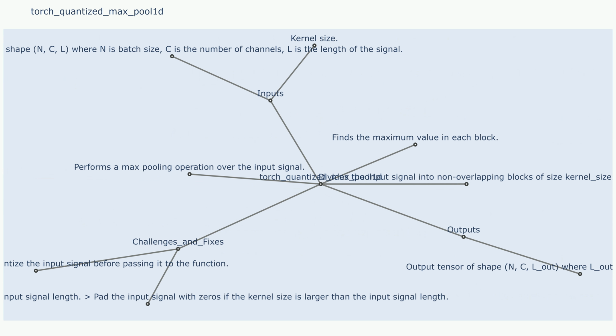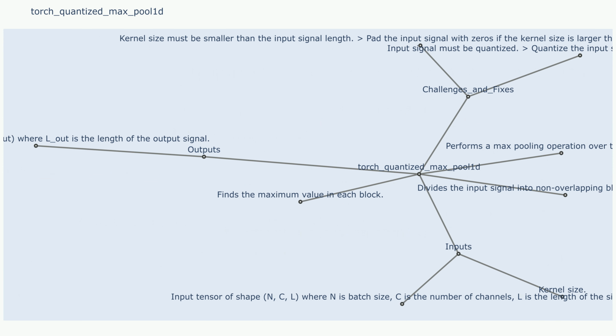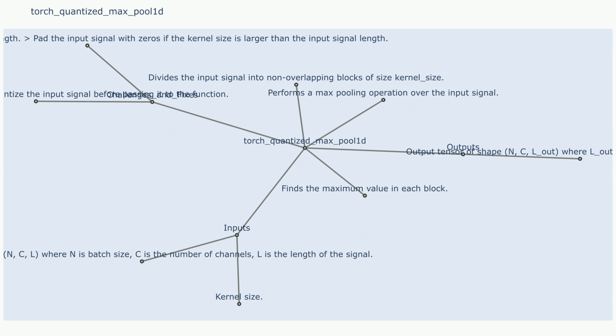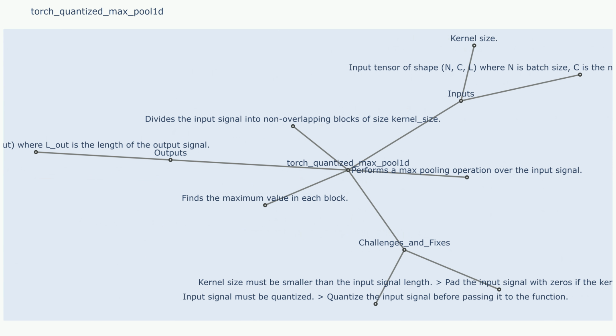Kernel size: the size of the window to apply the max operation. Stride: the stride of the window. Defaults to kernel size. Padding: implicit paddings on both sides of the input. Defaults to 0. Dilation: the spacing between kernel elements. Defaults to 1. Output: a quantized tensor containing the result of the max pooling operation.